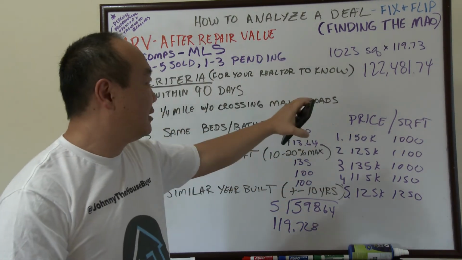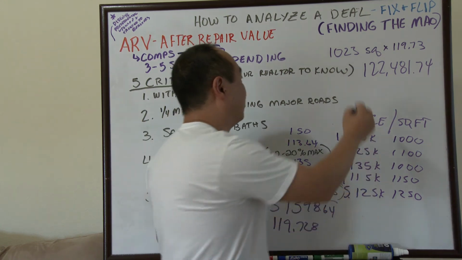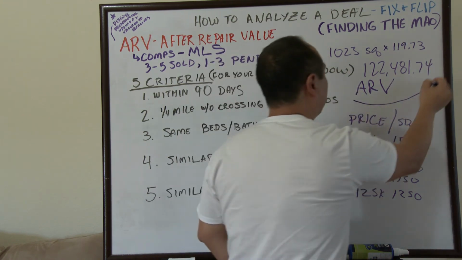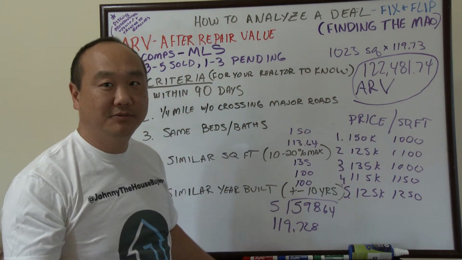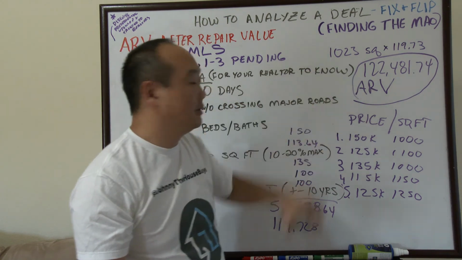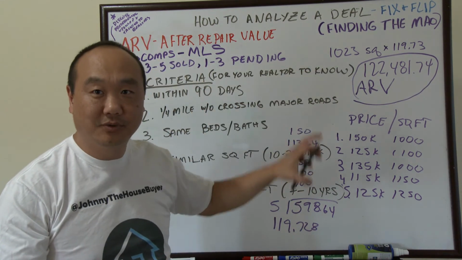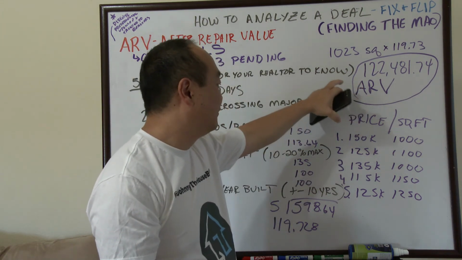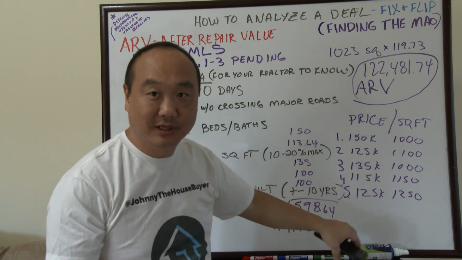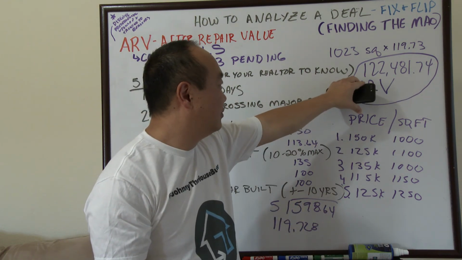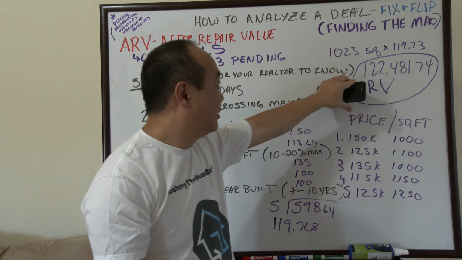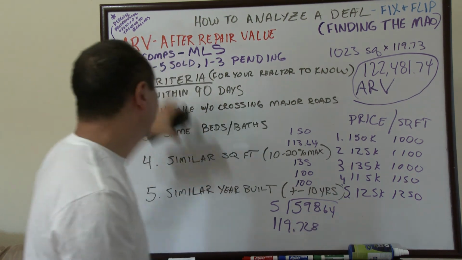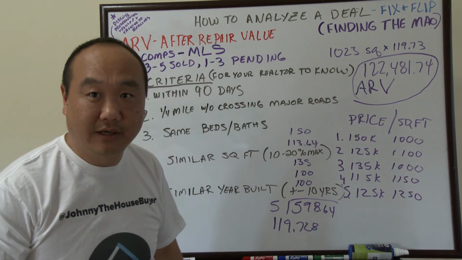That number right there is the ARV. If our subject property was 1,023 square feet, then our ARV, based on the comps we got, pretending like we got those comps, would be $122,481. So that's how you get to ARV, step one.